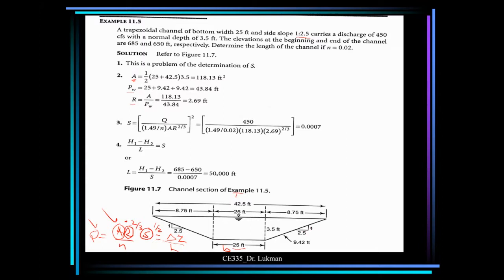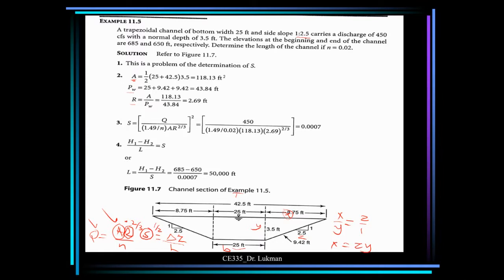Similar triangle. This is usually 1 to Z. This we call Z, and then this is Y. Let's say this is X. We want to find X, so we use similar triangles: X over Y is equal to Z over 1. So X is simply ZY.